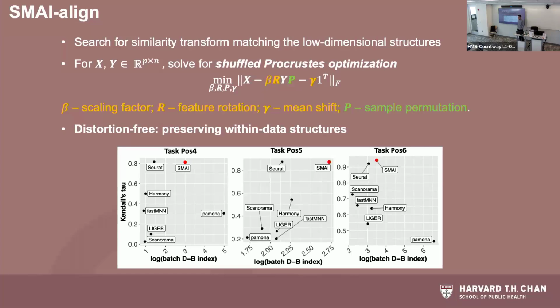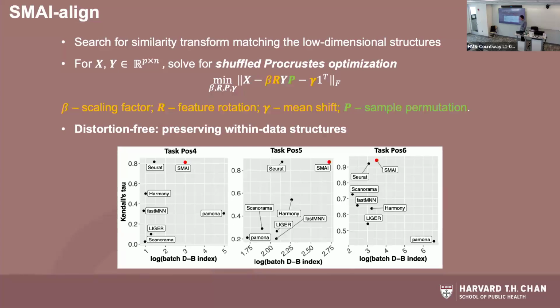The main advantage of this alignment procedure is that it is distortion free. As you can imagine, we're just considering a similarity map between data sets. We do not have local transformation that changes within data variation. So if you consider the low dimensional structure to be some shape like a triangle or square, it is perfectly preserved after you perform the transformation.